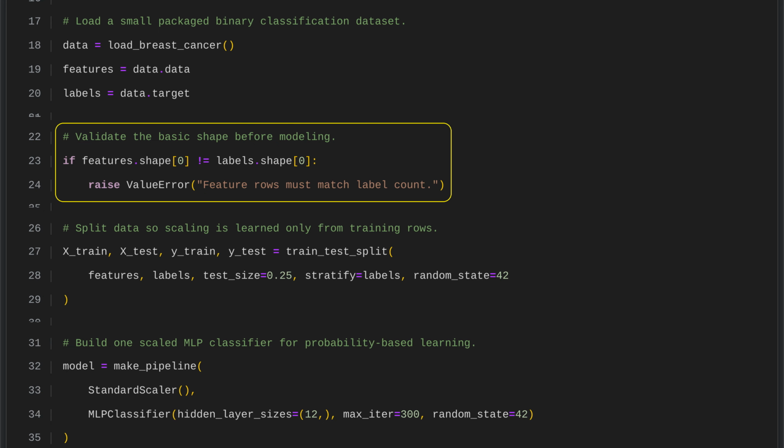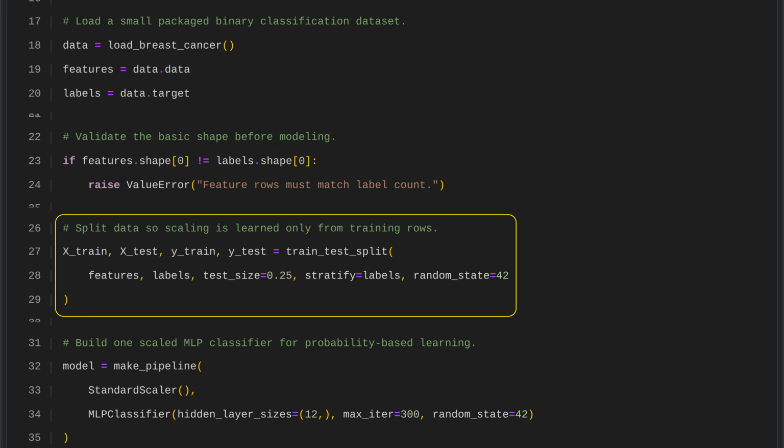Before training the model, the code verifies that the number of feature rows matches the number of labels. This check ensures each input has a corresponding target value. If the counts differ, it raises an error to flag the dataset mismatch and prevent unreliable training.